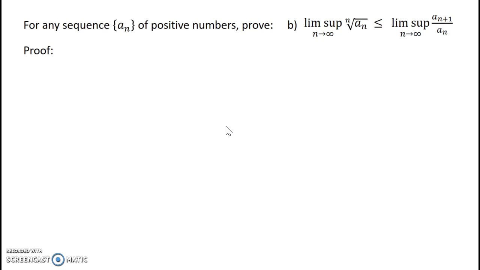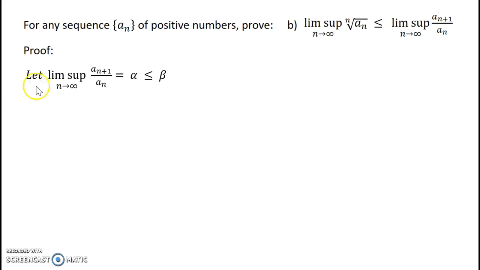This is number 3, part B. Very similar to part A, so I'll go through this a little bit quicker. The only main difference is that we are switching the expressions, and instead of infimum, we're looking at the supremum. So again, in number 3, part B, for any sequence a sub n of positive numbers, we want to prove that the limit supremum as n approaches infinity of the nth root of a sub n is less than or equal to the limit supremum as n approaches infinity of a sub n plus 1 over a sub n. And here is the proof.